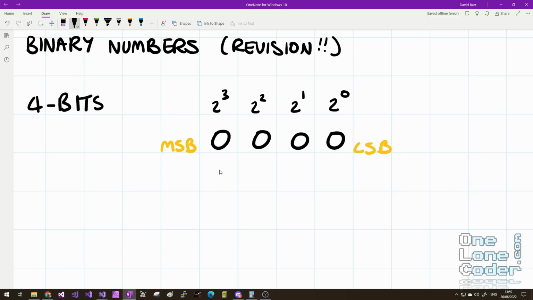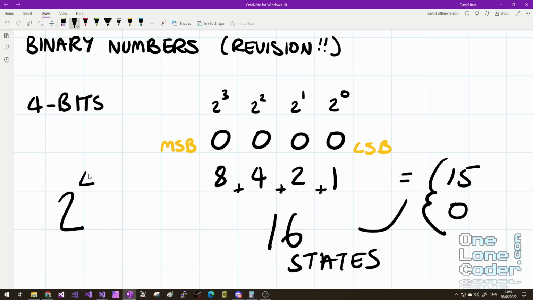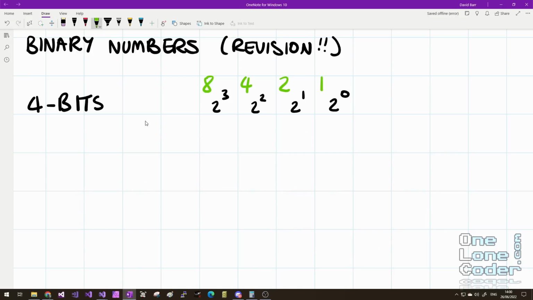This means our most significant bit represents 8s, then 4s, then 2s, then 1s by our least significant bit. And that gives us a total, if we add them all together, of 15. Now, including 0, that means we've got a total of 16 states, which is unsurprising given that our 4 bits, if we do 2 to the power 4, equals 16. To convert a number from decimal to binary, we undertake a small algorithm.